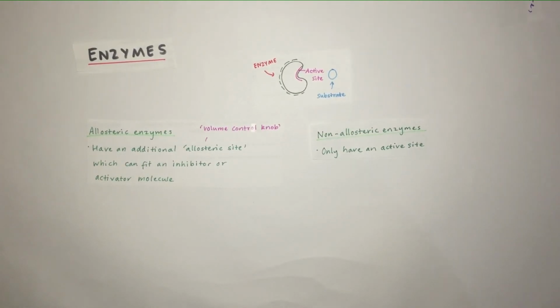And finally, we have non-allosteric enzymes, which are your basic enzymes that you commonly see, which just have that active site, and that's all. So those are the terms that I think you should know about enzymes.